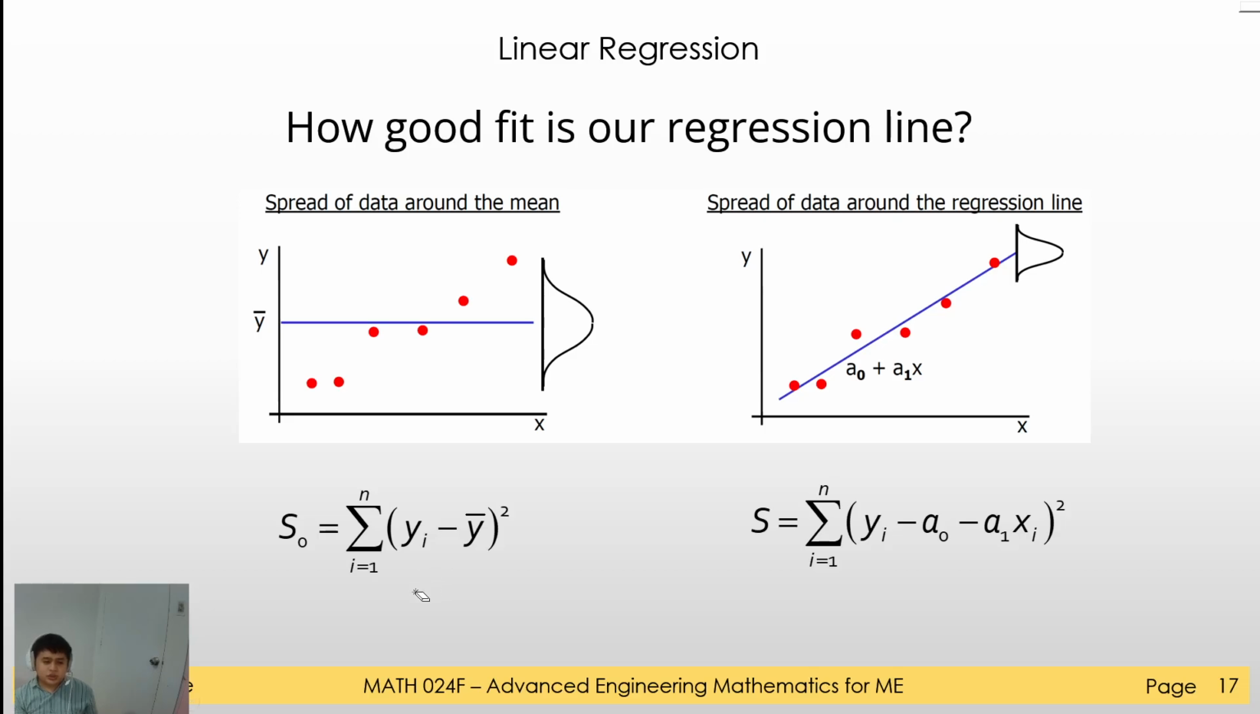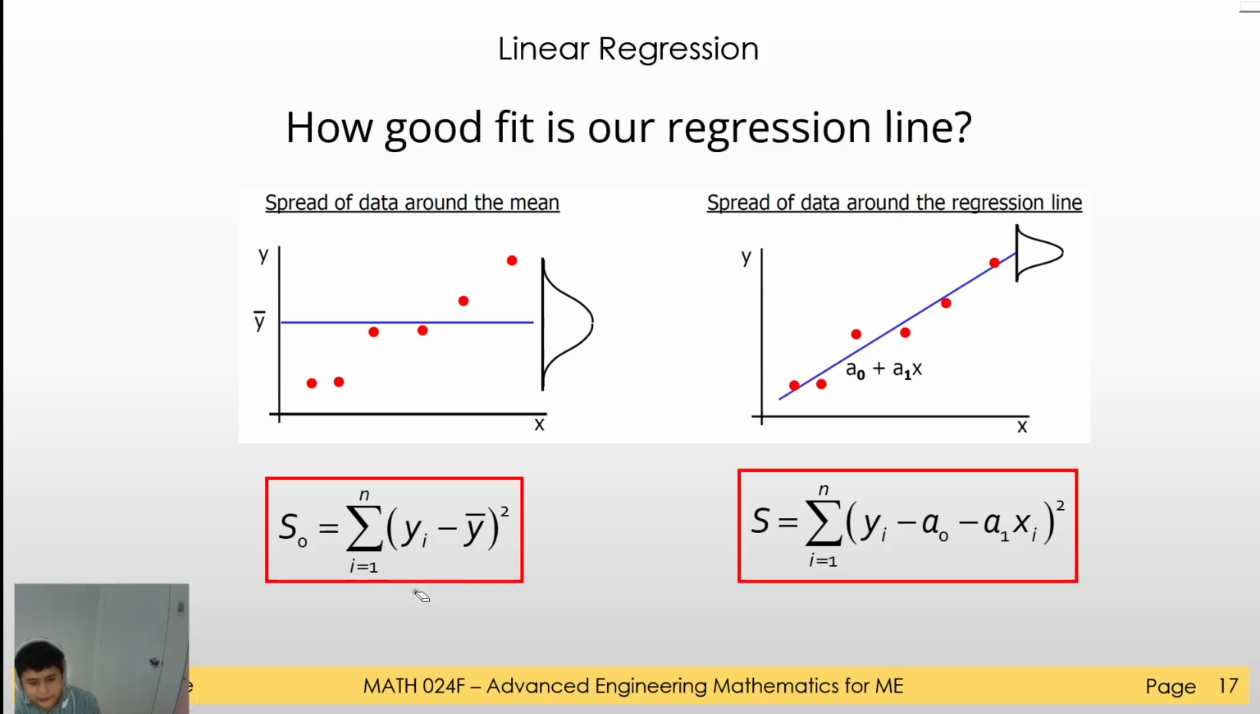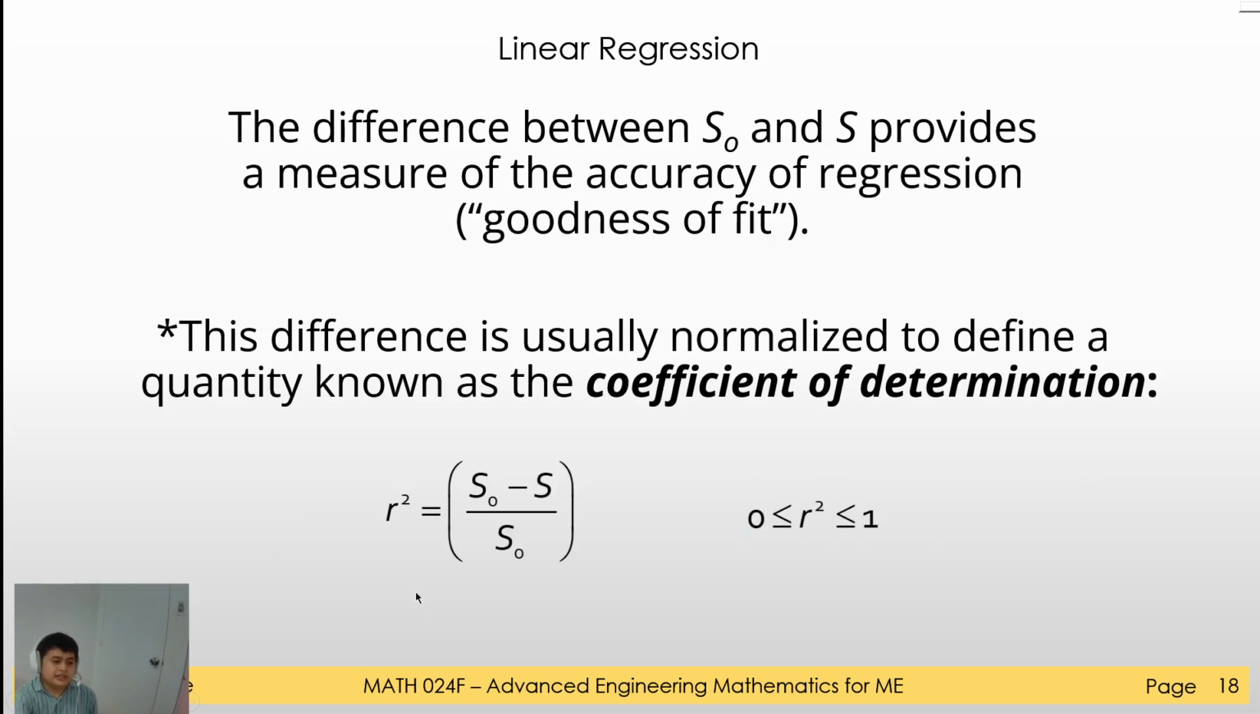Okay, so using these two formulas, we can find what is called the coefficient of determination, which is the r squared. It is a function of s sub 0, which is the spread around the mean, and s, the summation of errors. This represents the accuracy of your regression. Be mindful that the r squared should be between 0 and 1 only.